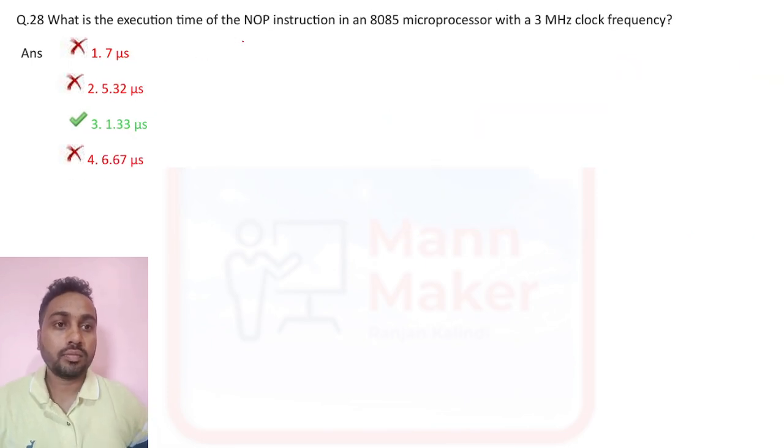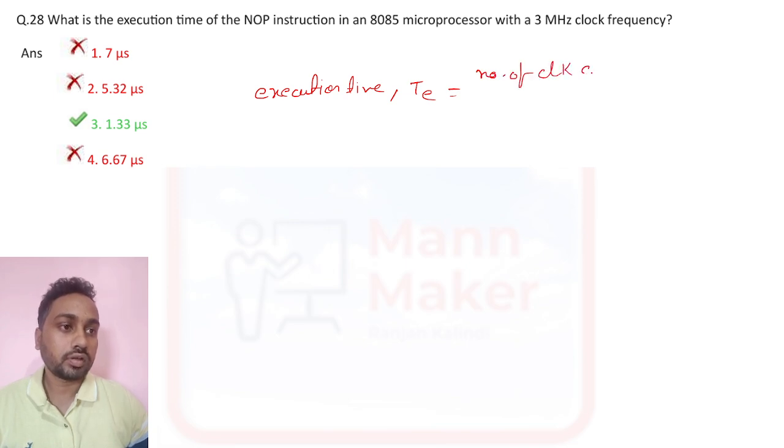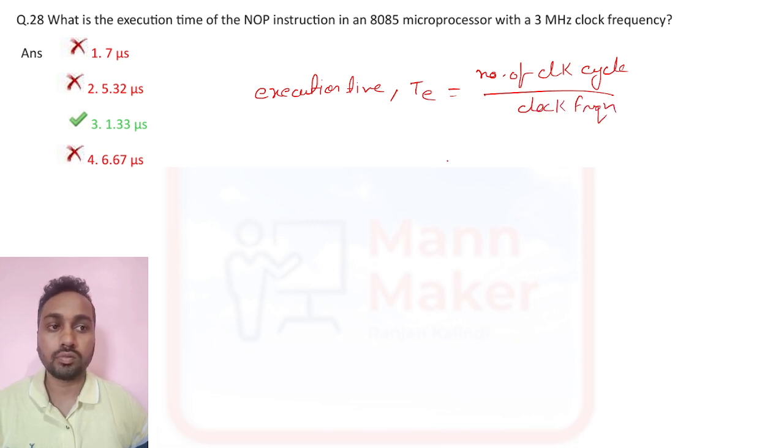What is the execution time of the NOP instruction in an 8085 microprocessor with a 3 megahertz clock frequency? To calculate the execution time, TE, it is the number of clock cycles divided by the clock frequency. This is the formula. For each instruction the clock cycles will be different. For the NOP instruction, we have 4 clock cycles in the 8085 microprocessor.